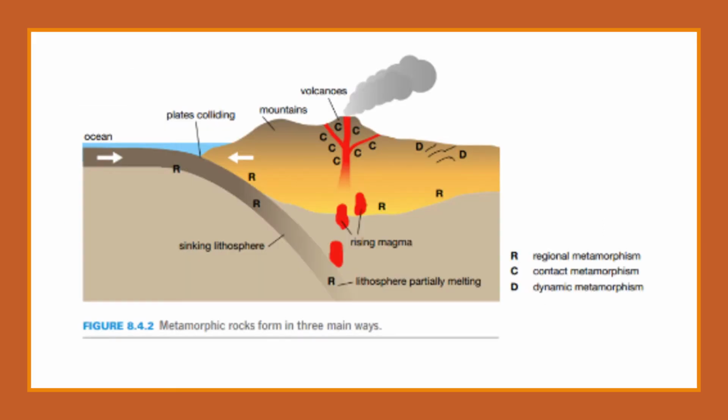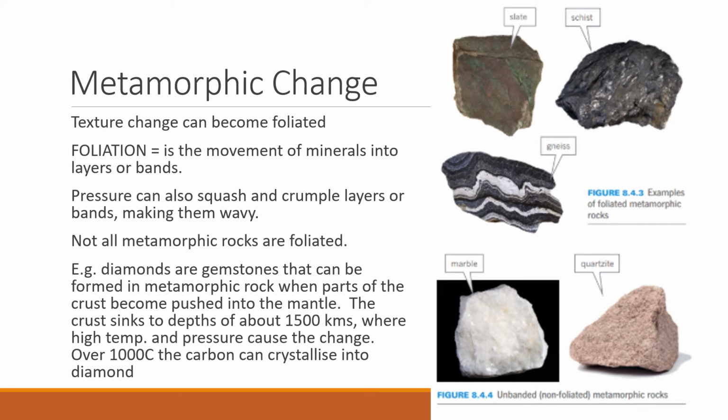This is a diagram of metamorphic rocks and the three main ways it's done. You've got the regional, which is represented as an R, and that's always happening between plates colliding with each other because there's heat and pressure. Then the contact metamorphism is straight up at the top, usually just around volcanoes, and that is because it's only heat. Dynamic is where there's pressure, only in a small area, so you can see the small d just up near the top, and only a small amount of pressure has moved. All right, metamorphic change: the texture changes and it can become foliated.